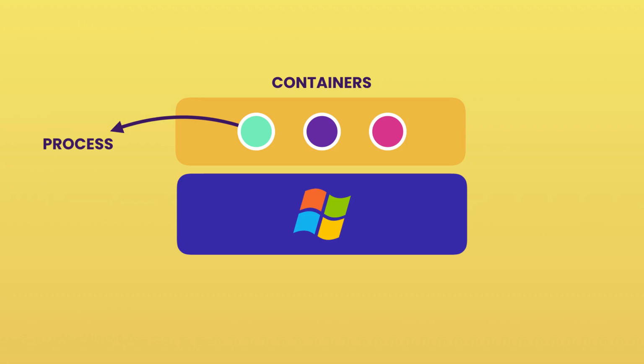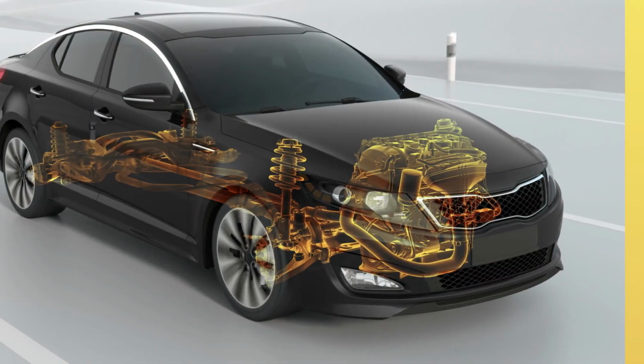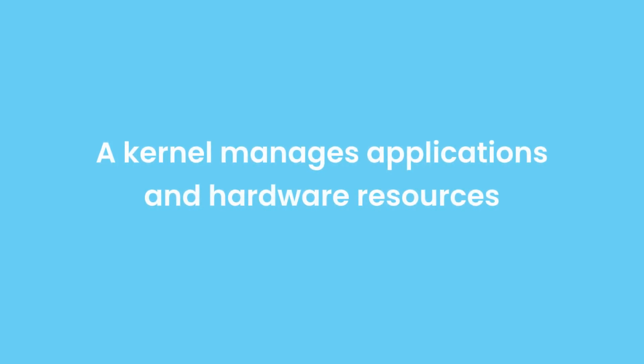Now, as I told you, unlike virtual machines, containers don't contain a full-blown operating system. Instead, all containers on a host share the operating system of the host. Now, more accurately, all these containers share the kernel of the host. What's a kernel? A kernel is the core of an operating system. It's like the engine of a car. It's the part that manages all applications as well as hardware resources like memory and CPU.